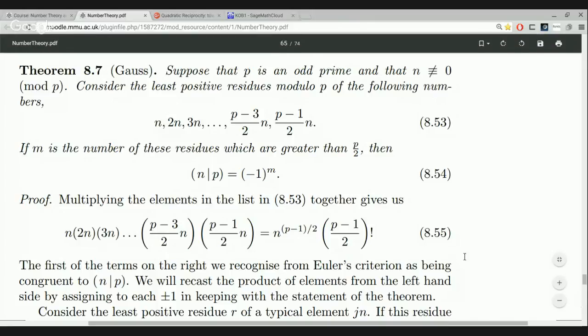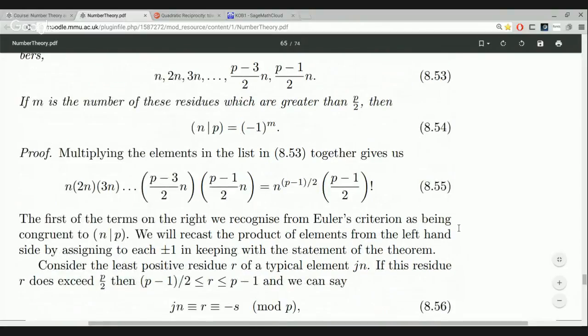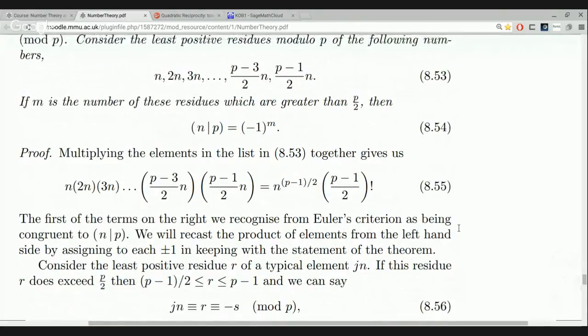Okay. So how do we go about proving this? The proof follows the same pattern as the proof for 2 modulo p, the previous result we looked at. So we take all these multiples of n, and to coalesce them and package them up into one object, we just multiply them all together. So we produce this very large integer, multiplying these all together.